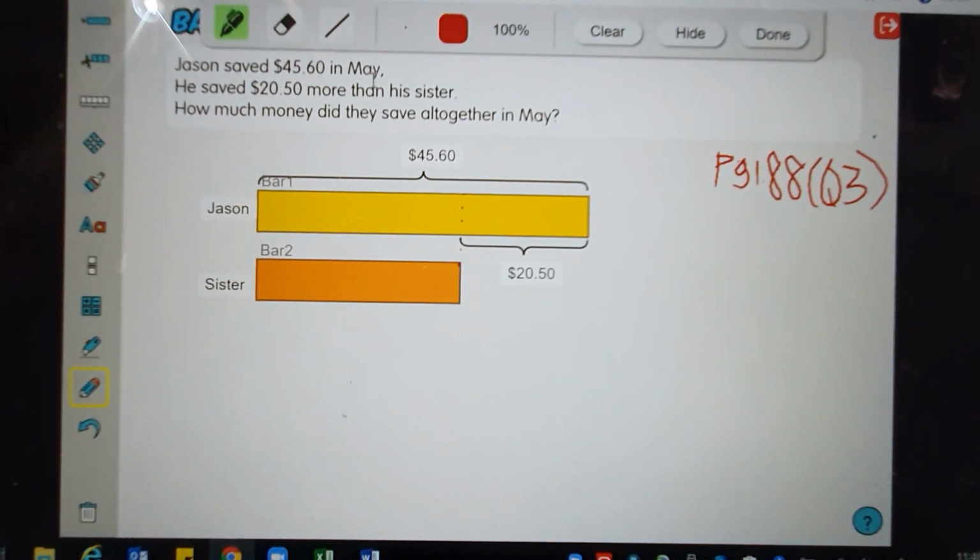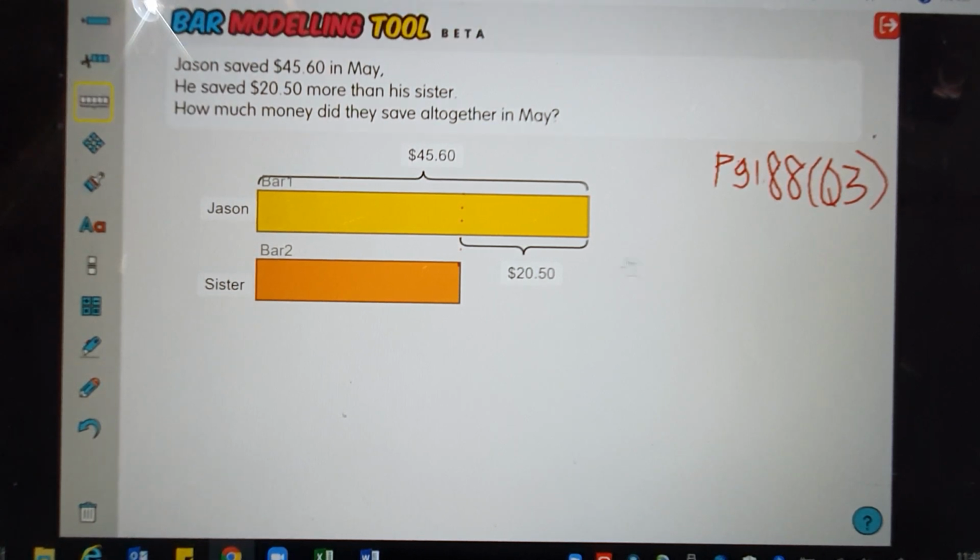Then I want to find how much they saved altogether. Altogether means everything, so this is where your question mark will appear. This is what I want to find. By today, you should be able to produce this model by yourself already. Altogether means everything, which means I'm going to take Jason plus the sister. Altogether is always addition.